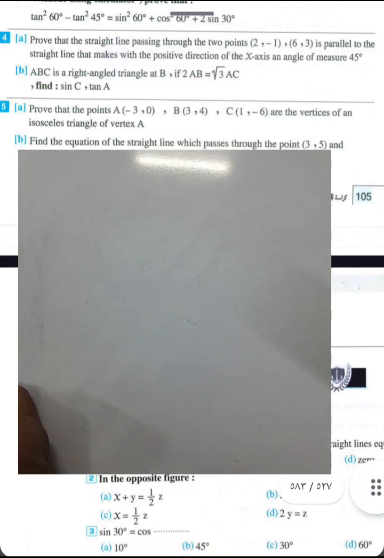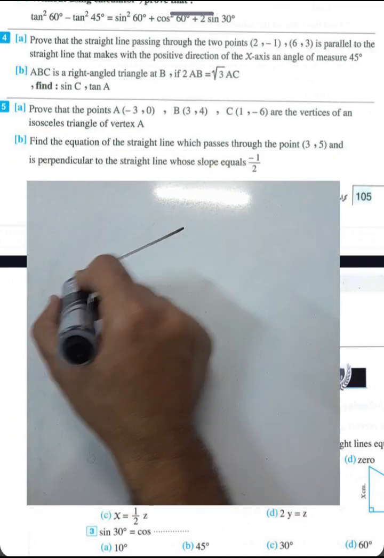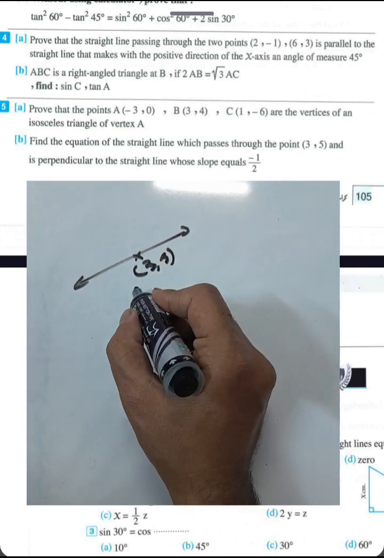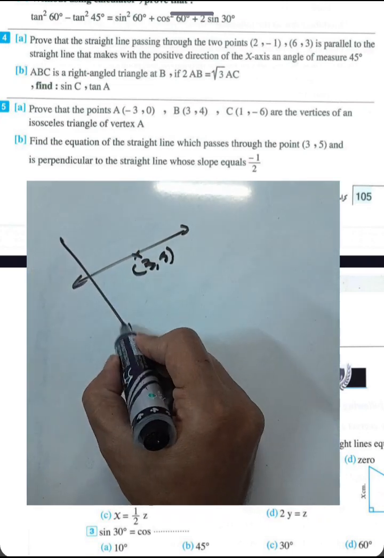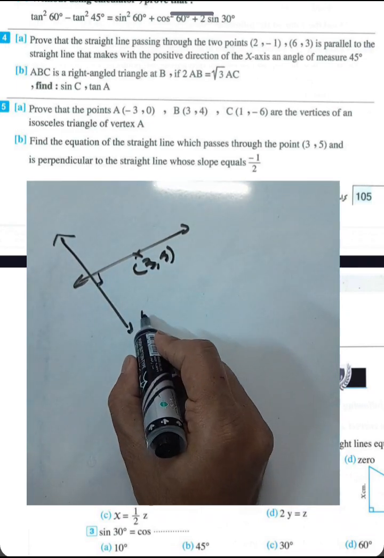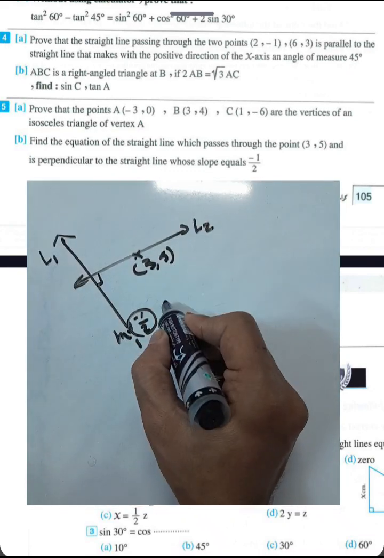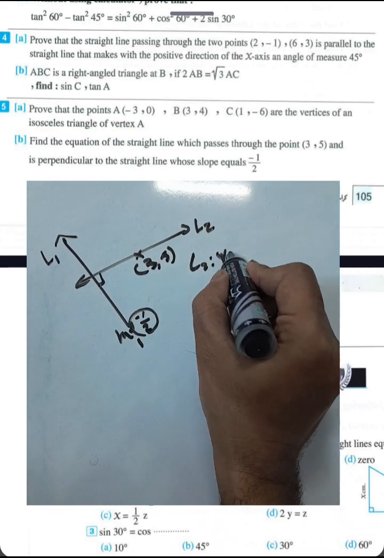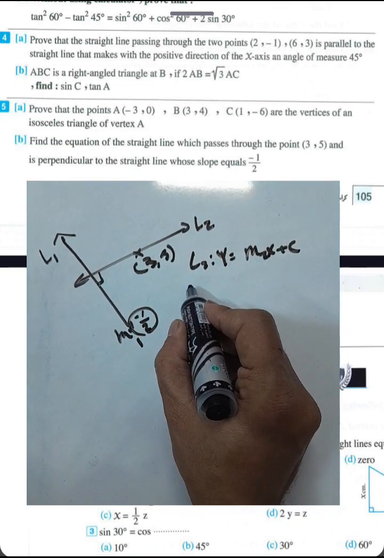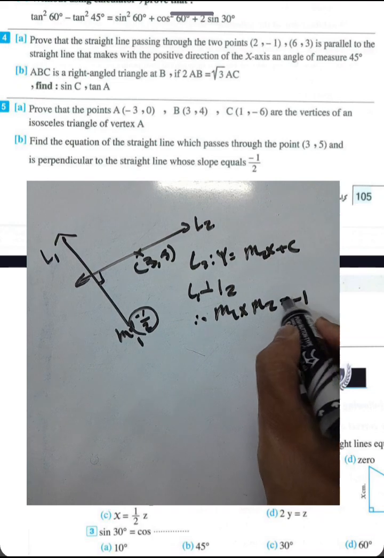Next example, find the equation of the straight line which passes through the point 3 and 5, and is perpendicular to another straight line whose slope is negative half, its slope being that of L1. We have L1 and L2, and we can write the equation of L2, y equal m2x plus constant, and they are perpendicular. L1 was perpendicular to L2, then M1 multiplied by M2 will be negative 1.